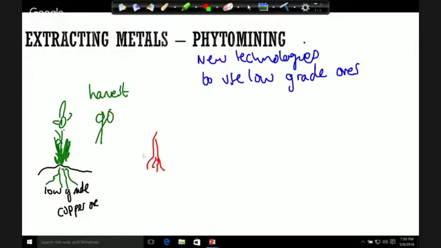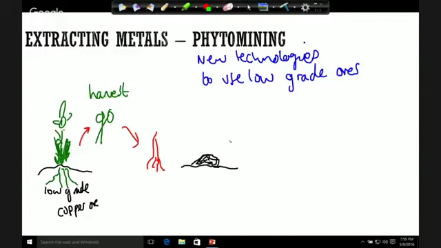And what you'd end up with, after you've harvested them and after you've burnt them, is an ash. So we'd have our ground there, and on that we'd have our ash. Now there's no easy way to separate copper from that ash, and this is where most people's understanding of phytomining stops. We need to think about how we could separate that copper from that ash. It's not magnetic, we can't use a magnet to take it out, we can't filter it out.